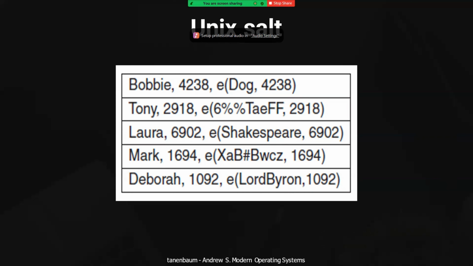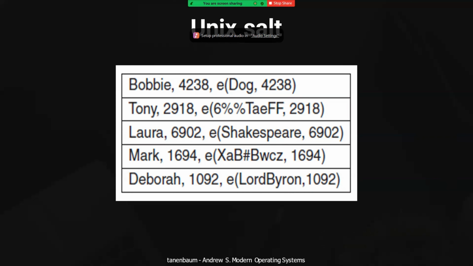Now, there's an example here taken from the book. There are five users, namely Bobby, Tony, Laura, Mark, and Deborah. Each user has one line in the file, with three entries separated by colons: login name, salt, and encrypted password plus salt.